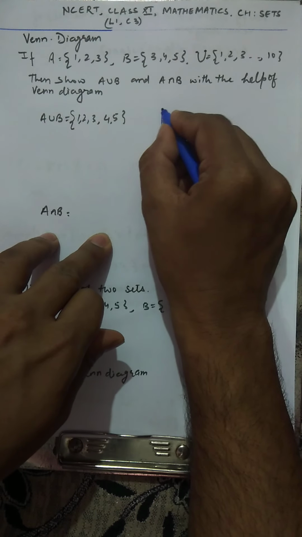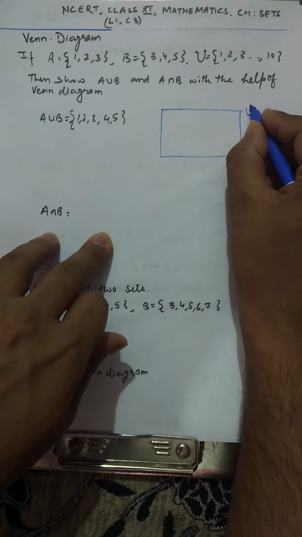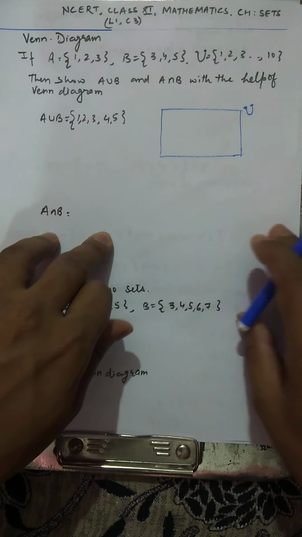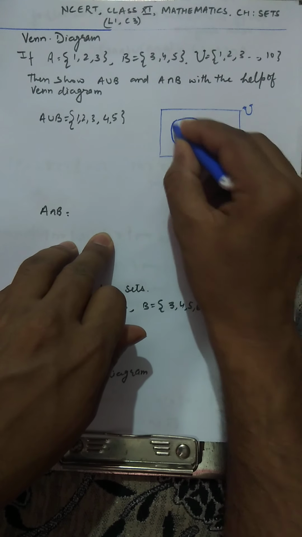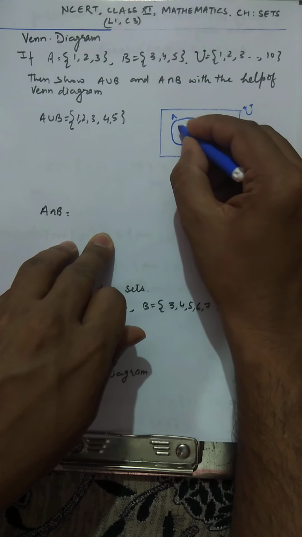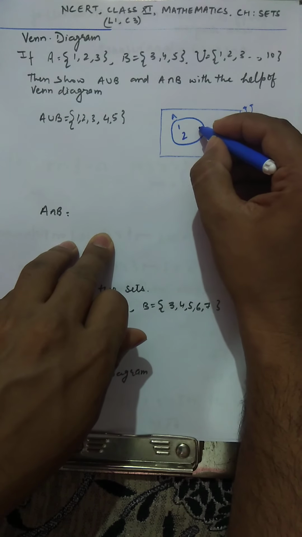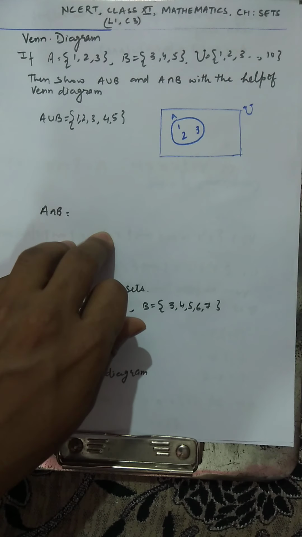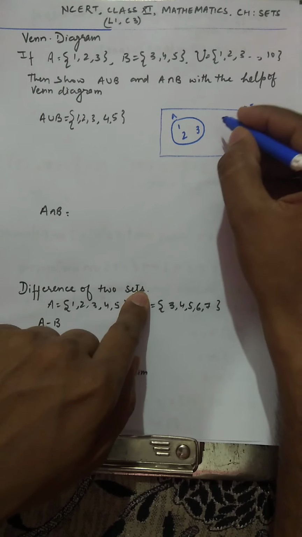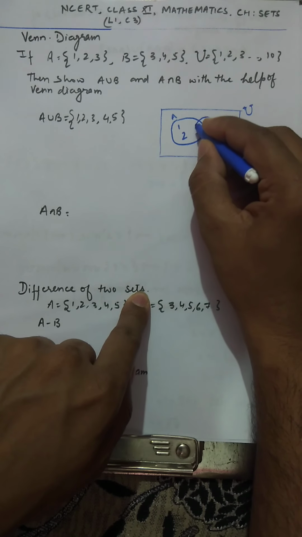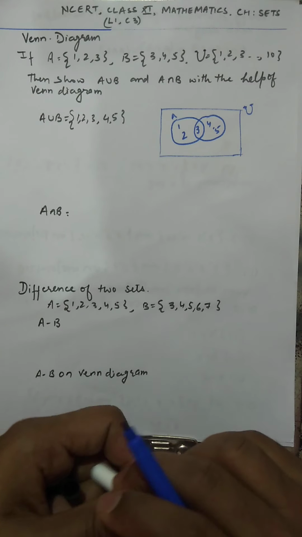So make a rectangular box. It has to be a rectangular box. This is the standard notation that we use. So this is the universal set, and A, you see, I'm going to mark this as A. A is 1, 2, 3. So this is 1, let's say 1, 2, and this is 3. And this B is 3, 4, 5. So this is 3, 4, 5. So now B is defined.